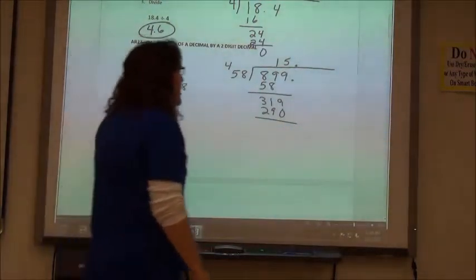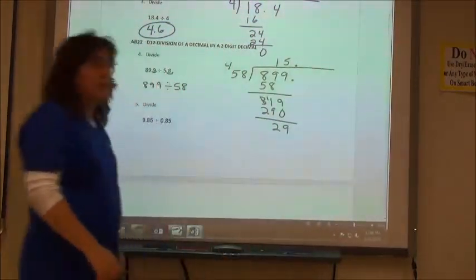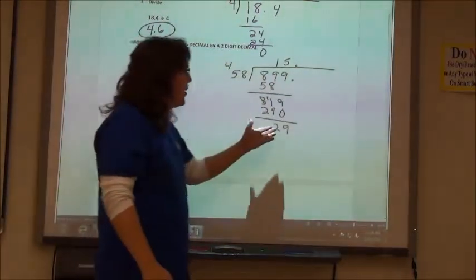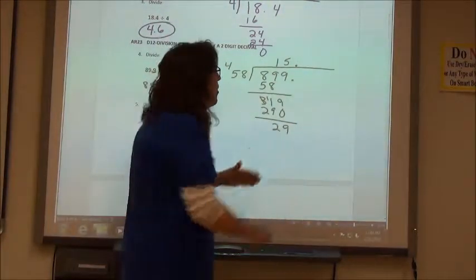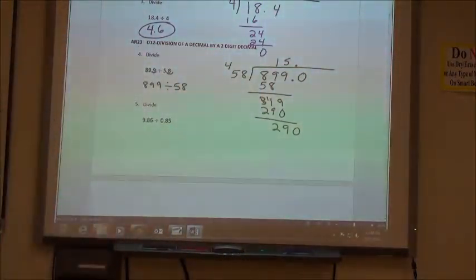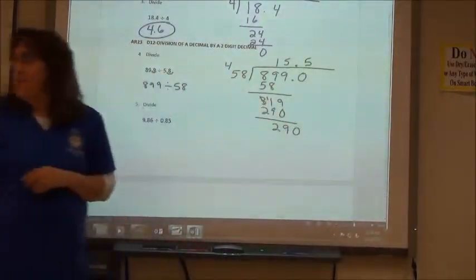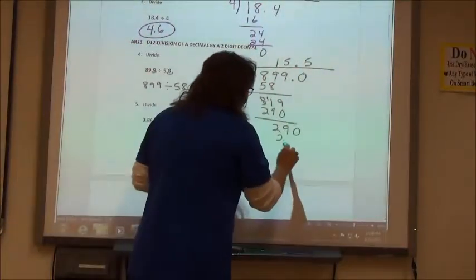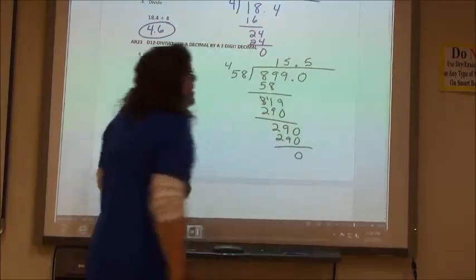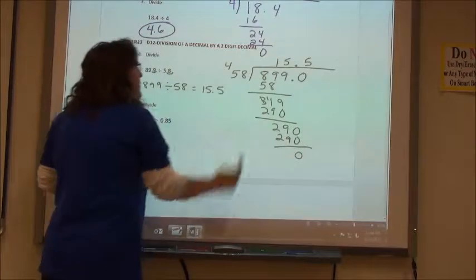And then when I subtract, I get 29, right? Now when I'm working with decimals, if I don't get 0, I'm going to add a 0 and keep going and going unless it tells me to round. In this case, we know that 58 goes into 290 5 times because we just got that on the previous one, right? Now my remainder is 0, and so my answer is going to be 15.5.